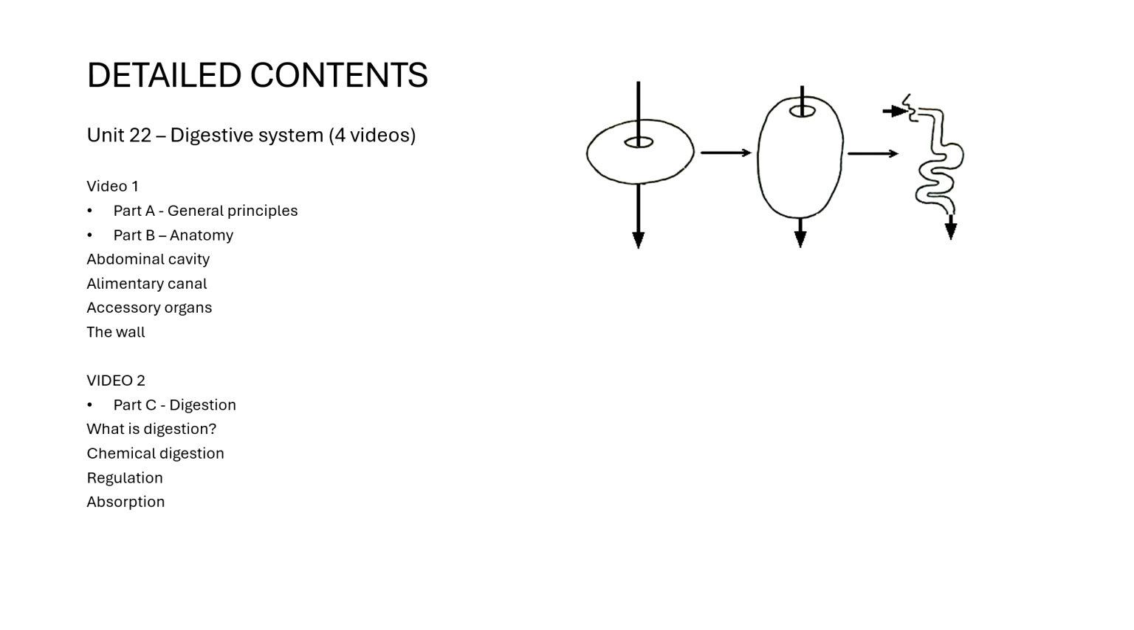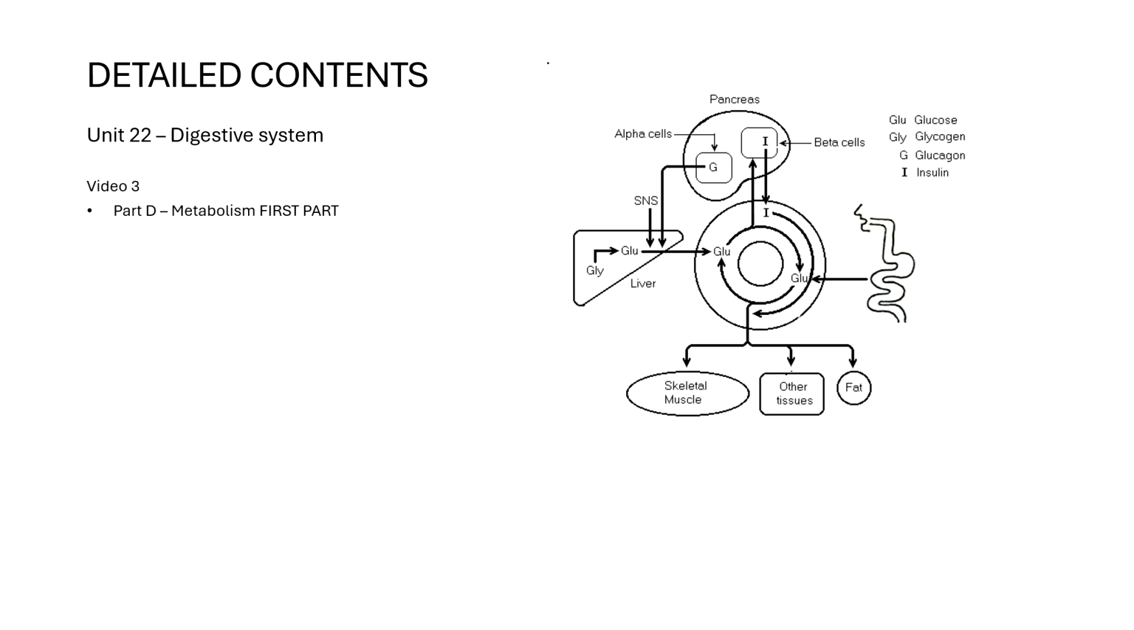What is digestion? We'll look at chemical digestion, we'll look at the regulation, and we'll look at the absorption. Video 3 deals with metabolism, again, divided into several parts. Metabolism, we'll look at the liver, we'll look at cell metabolism, we'll look at nutrients and measurement.